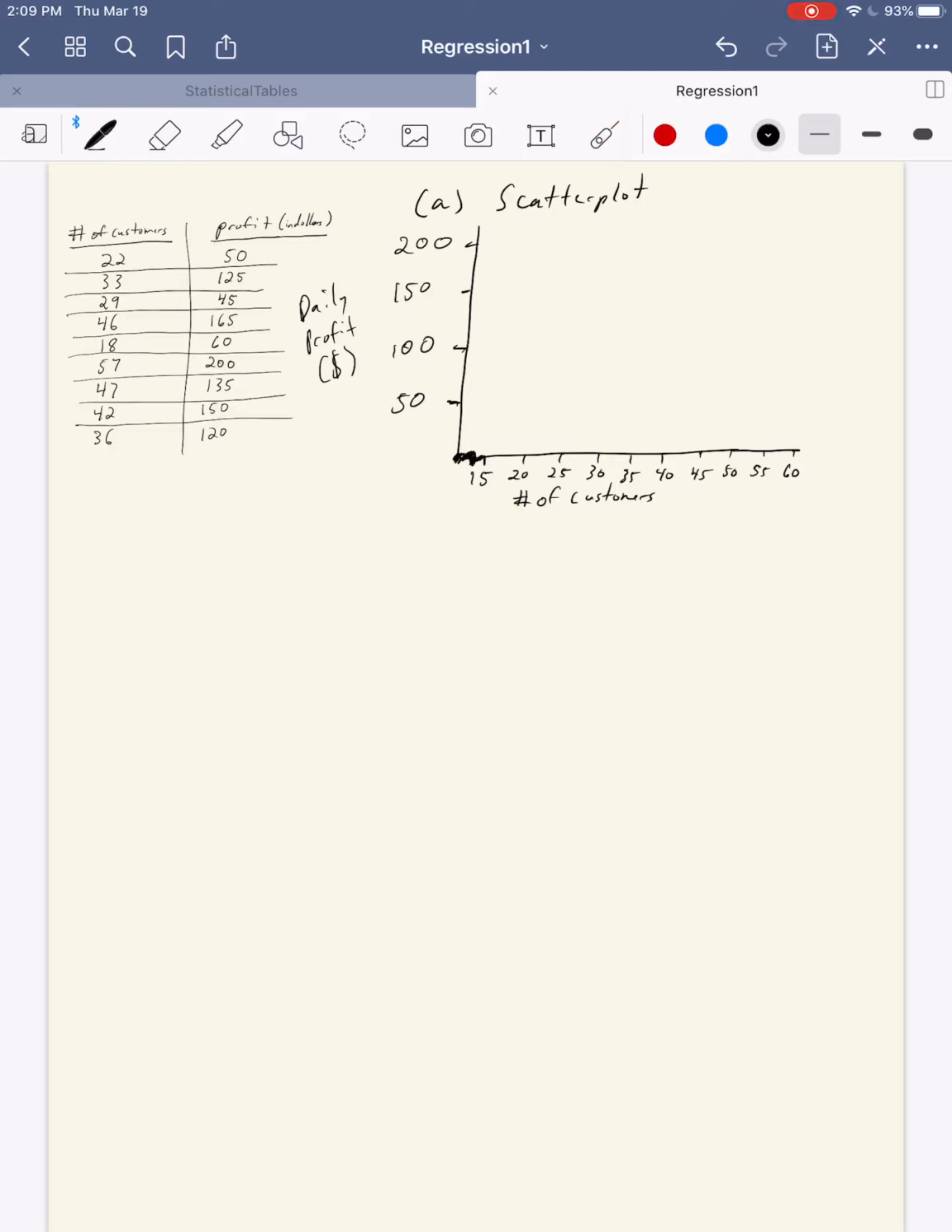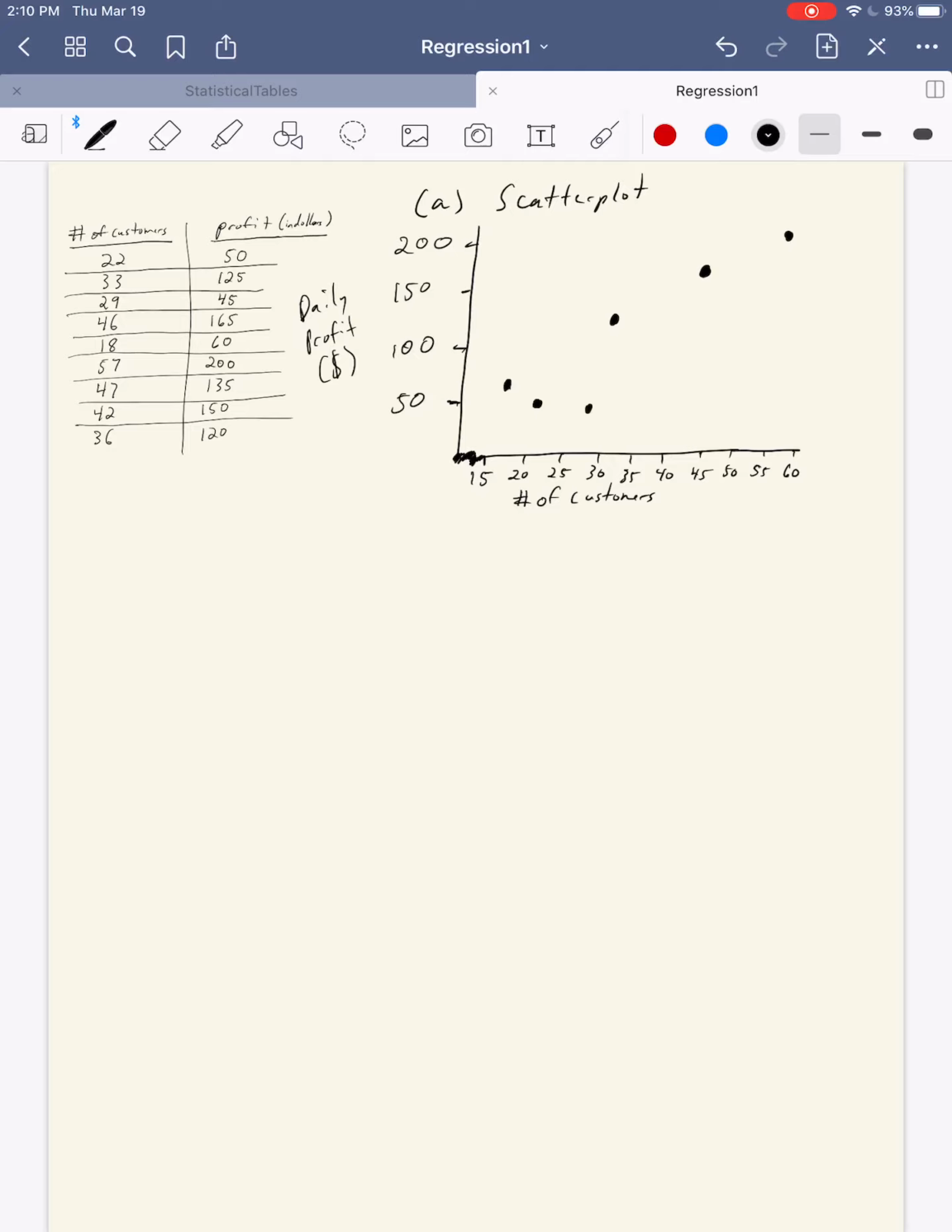We had 22 customers and 50, so we have a point right about there. We had 33 customers and 125, so that should be right about there. Then 29 customers and 45, so that should be right about there. 46 customers and 165, so that should be somewhere up about there. 18 customers and 60, so that should be somewhere right about there. 57 customers and a profit of 200, so somewhere up there.